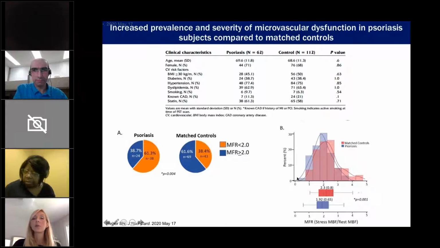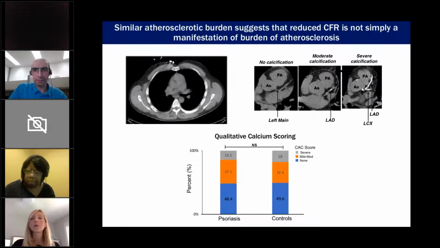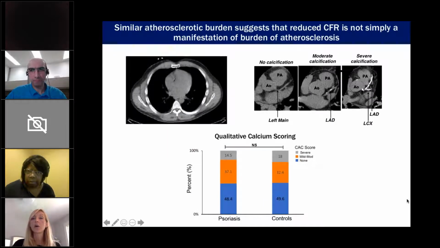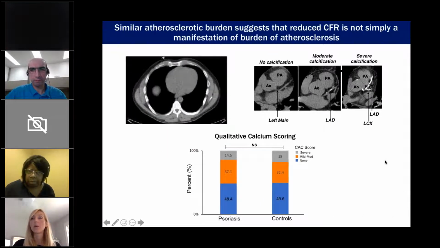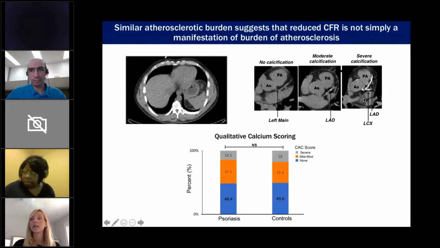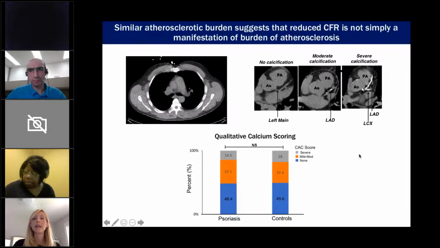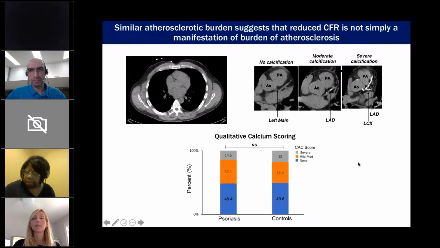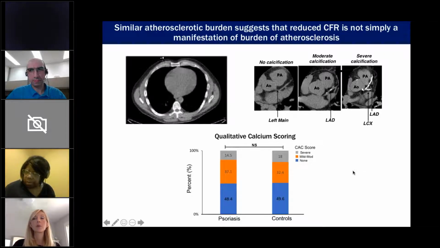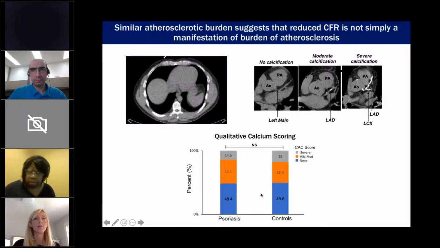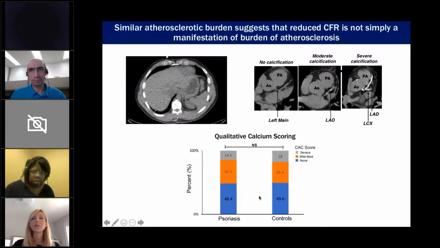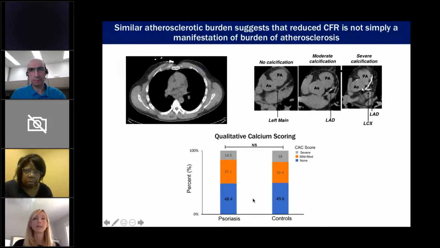However, it's important to note that this finding could be simply a reflection of an increased burden of atherosclerosis in psoriatic patients, and to address this important consideration, we then calculated the coronary calcium. Here I'm showing the qualitative method we use to quantify coronary calcium on CT scans with 0, mild to moderate, and severe calcification. The left video is a CT scan of a patient with no coronary calcium. The coronary calcium burden was similar in psoriasis and the controls, as you can see on the bottom here. In fact, almost 50% of the patients had no coronary calcium.